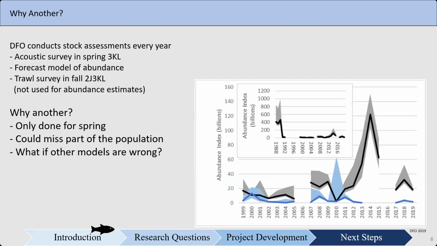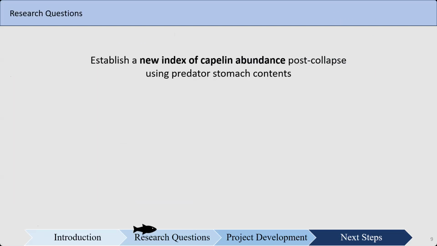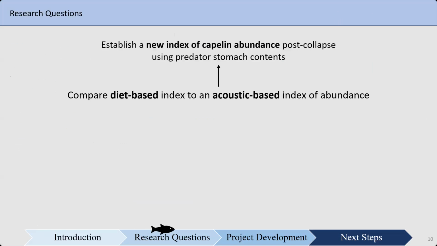And then the other question that I come up with is, what if the other models are just wrong? What if we're missing data some years? What if it just doesn't work out? And we can see here in the graph on the right that there are some years where we just don't have estimates because something has gone on with the data. And so what I want to do is establish a new index of capelin abundance post-collapse using predator stomach contents. To do this, I need to compare a diet-based index of abundance to an acoustic-based index of abundance, which is what we're currently using.